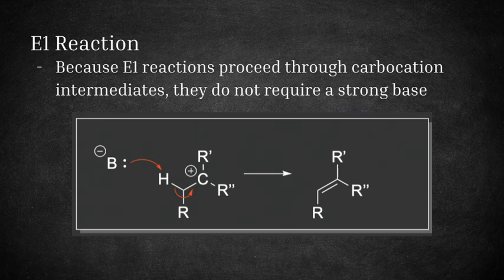Because E1 reactions proceed through the formation of a carbocation intermediate, they do not require a strong base. Once the carbocation is formed, even a weak base can remove a proton from an adjacent beta carbon, leading to the formation of an alkene. The formation of the carbocation facilitates the removal of the beta proton, as its bond electrons can be used to form the pi bond in the resulting alkene. Additionally, because the reaction passes through a carbocation intermediate, the orientation of the hydrogen relative to the leaving group does not affect the outcome.